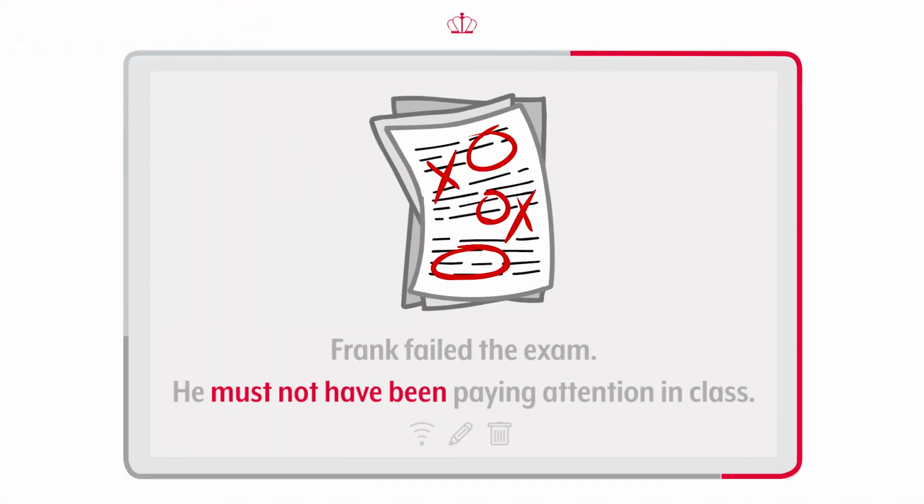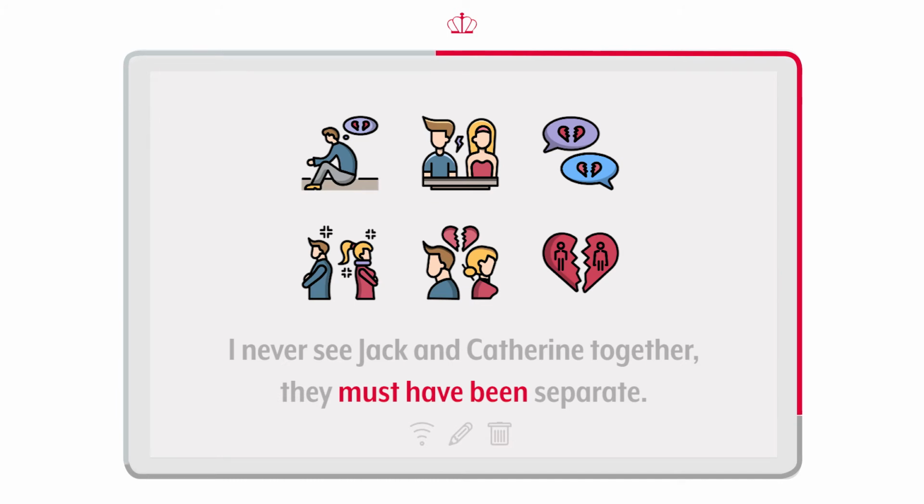Examples: Frank failed the exam. He must not have been paying attention in class. I never see Jack and Catherine together. They must have been separated.